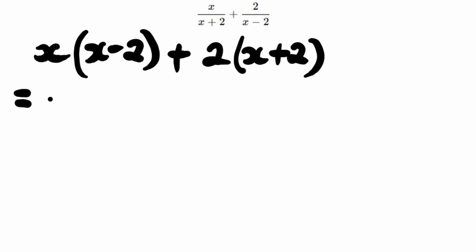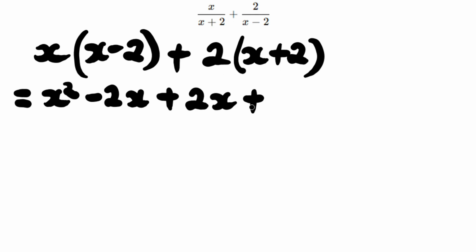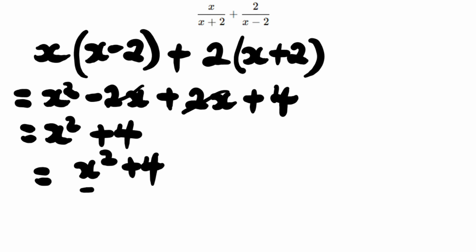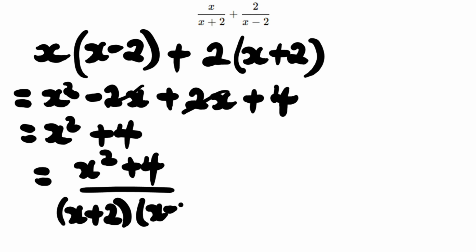So I have x times this, that will be x squared minus 2x, plus 2 times this, that is 2x plus 2 times 2, that's 4. So we have x squared minus 2x plus 2x. This one will cancel it. That will be 0 plus 4. Right? This is what we have for the numerator. So at the end of the day, we now put the denominator. So the addition now becomes x squared plus 4 all over the denominator. What is it? x plus 2 multiplied by x minus 2.